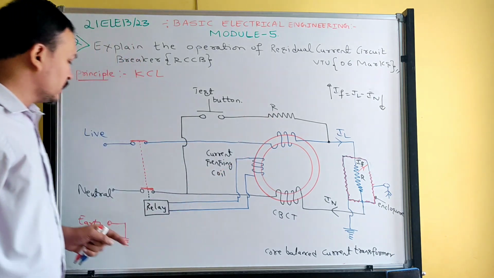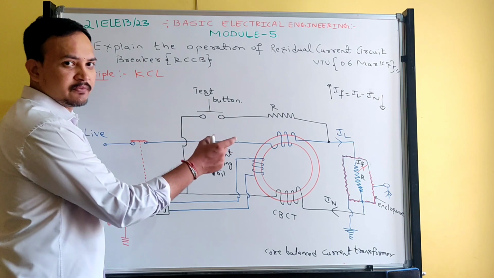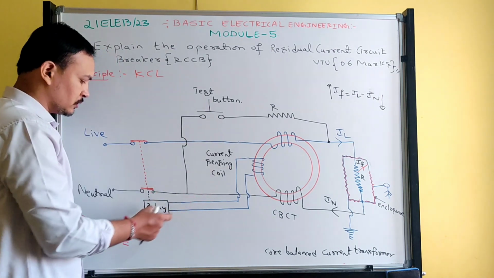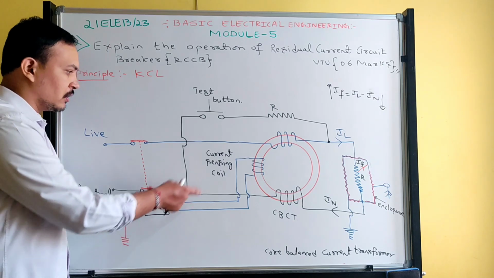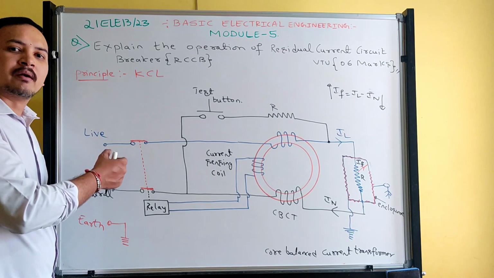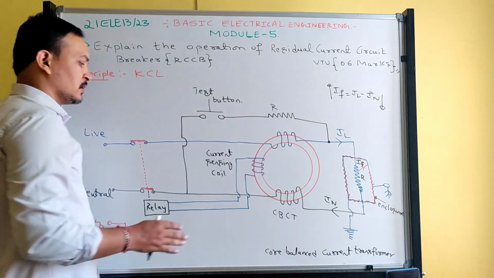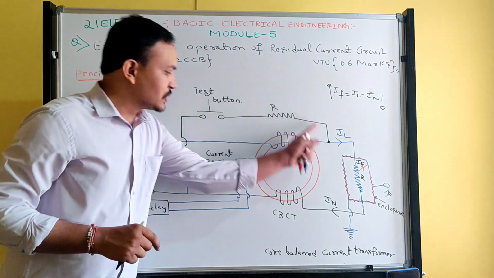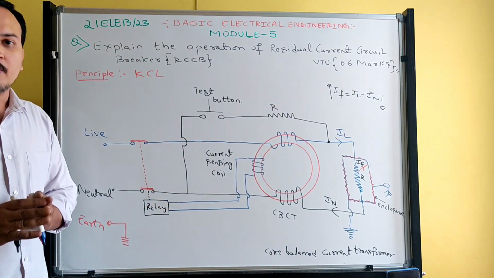So by that time, whenever the test button is closed, at the same time the current sensing coil also gets energized. So it's going to activate the relay. Relay will get a signal from the current sensing coil. So relay is going to open this supply contact. And then when a fault occurs, supply will get disconnected with the help of the residual current circuit breaker.